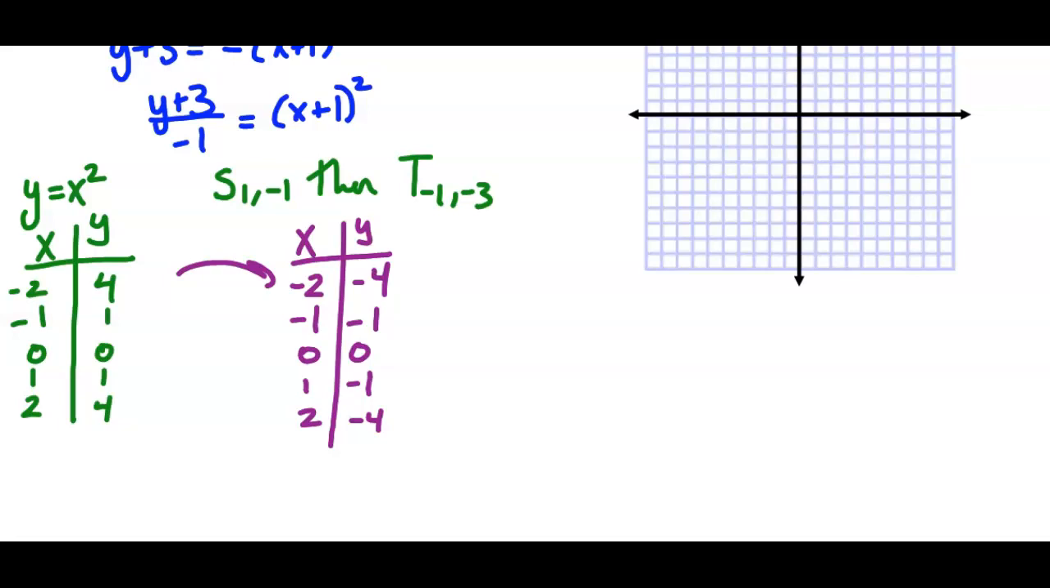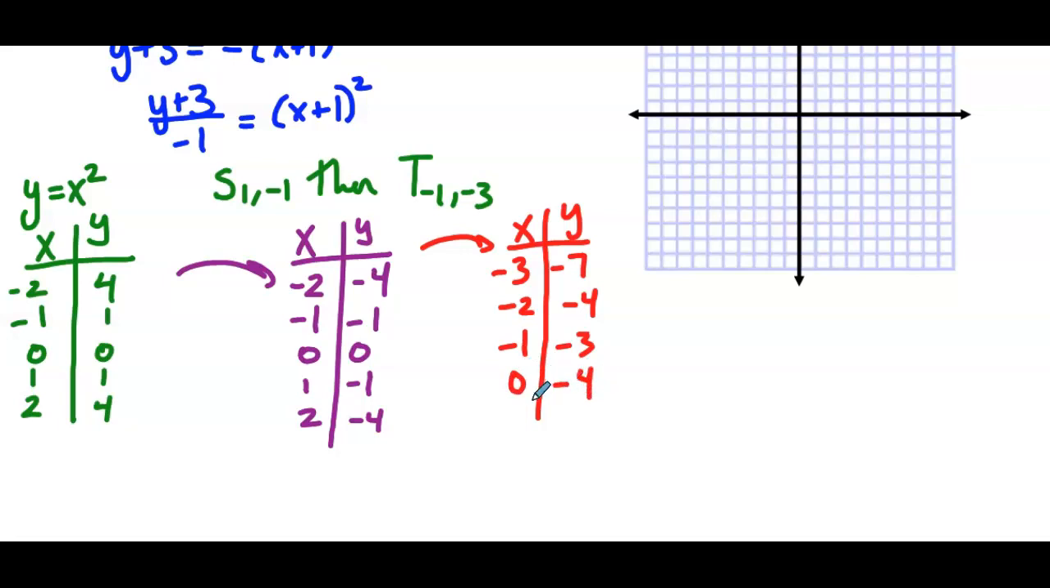And then we'll follow that up with the translation. So we're going to subtract 1 from every x and 3 from every y. So (-3, -7), (-2, -4), (-1, -3), (0, -4), and (1, -7). This is also another great opportunity for me to point out how only the translation matters when identifying the vertex in vertex form.